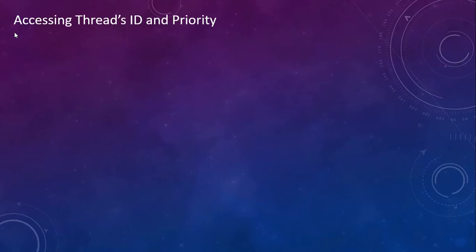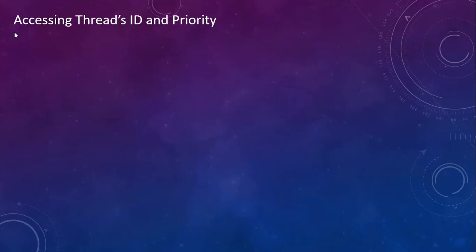Next we shall see how to access a thread's ID and priority. Now each thread has a unique ID. Each thread also has a priority. If you don't set the priority, as we have already seen, the default priority that is assigned to the thread is normal priority. The normal priority value is 5 by default.